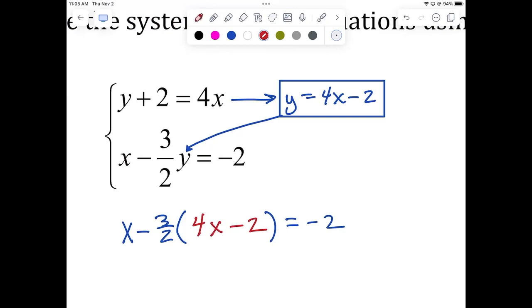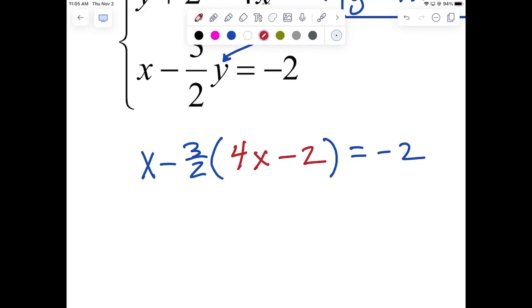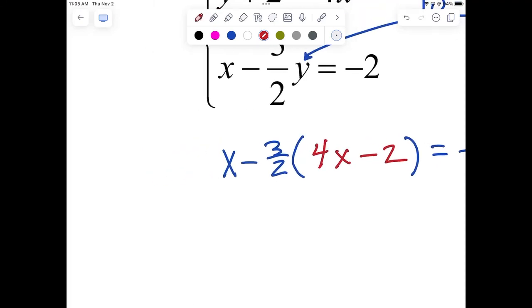It is 4x minus 2. I'm glad we caught that. Okay? So I substitute in. All right, now I have one equation with one unknown. Everyone see that? One equation with an x. Now I just got to solve for x. Okay, that's my goal. Solve for x.